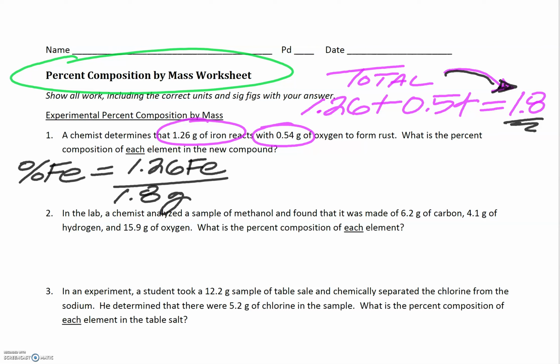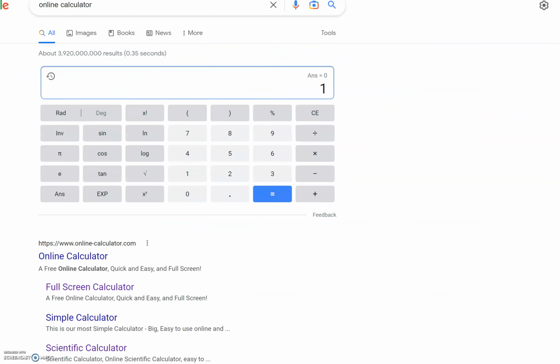And so there's your total. When you're doing this, you don't really need to write those out. I'm just trying to show you how it works. Since it's a percent, we want to multiply our answer times 100. So 1.26 divided by 1.8 equals 0.7, and then you multiply by 100 and you get 70%.